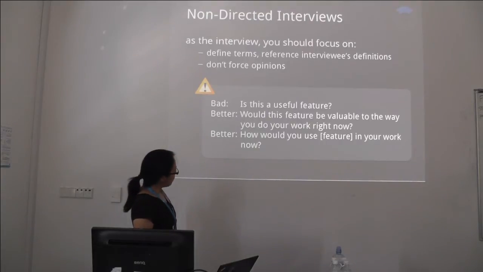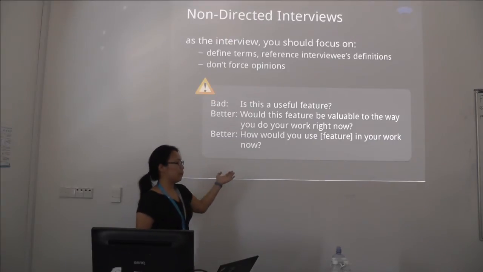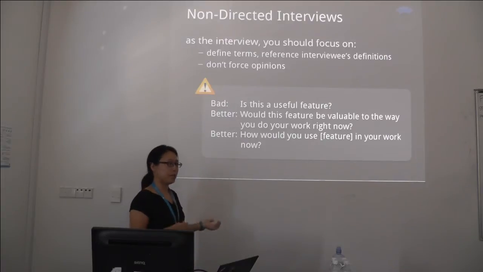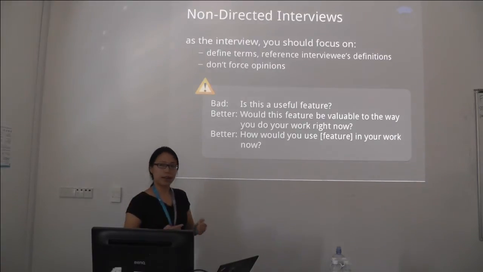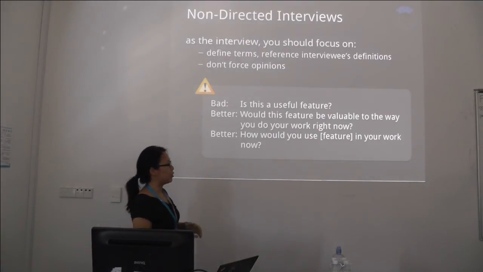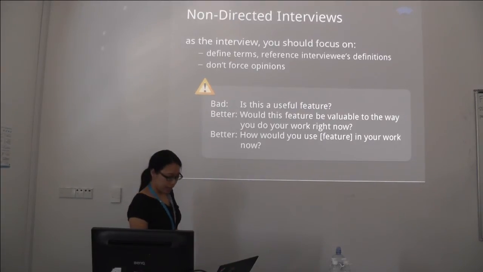So here's an example of maybe a bad way to ask a question: you could say, is this a useful feature? A better way would be to ground it, not a yes or no, is it useful or not, to force an opinion, but ask, how would you use feature X in your work? So now it's grounded in terms of their work, and it's not a question of would you or would you not use it, but how would you use it? So it's, again, a more contextual question.